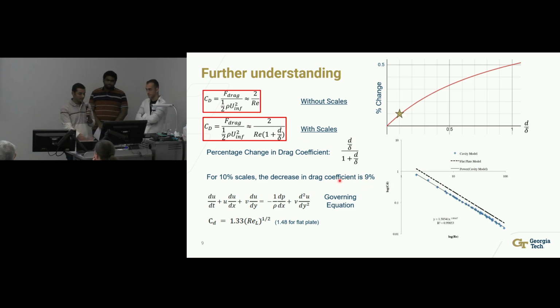And this is a simplistic model. To do a full scale analysis, we definitely need to solve the full Navier-Stokes equation along with boundary conditions. And people have done a few experiments through which they found that in the presence of scales, the coefficient of drag is 1.33, whereas in the traditional flow over a flat plate, it is 1.48. So we can clearly see a decrease in the drag.